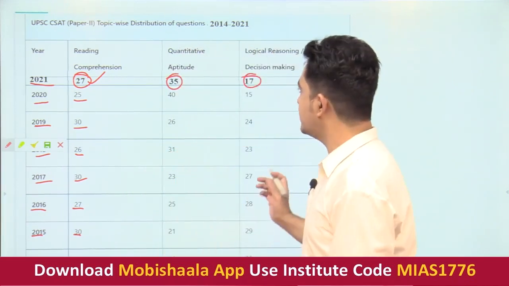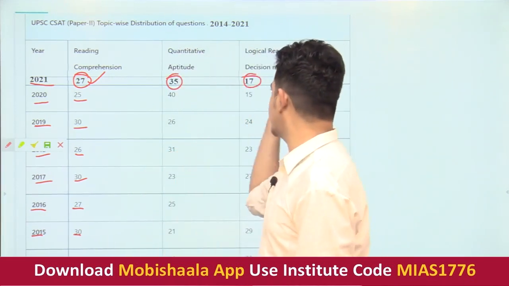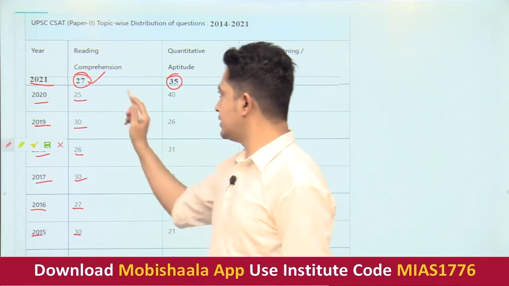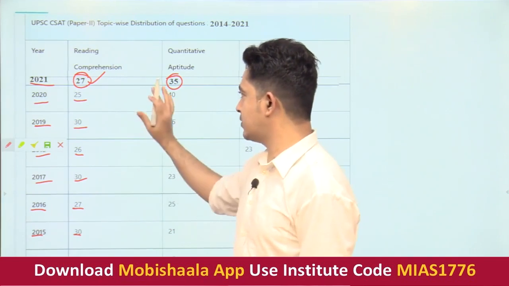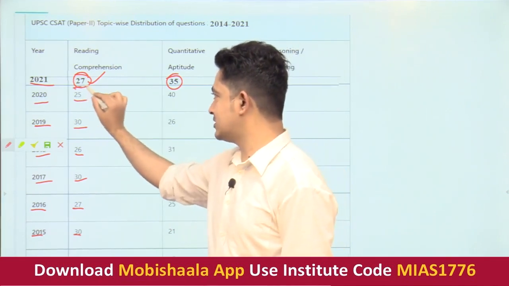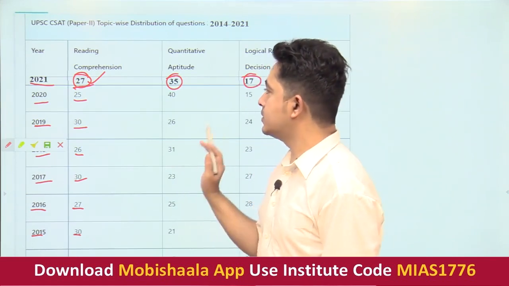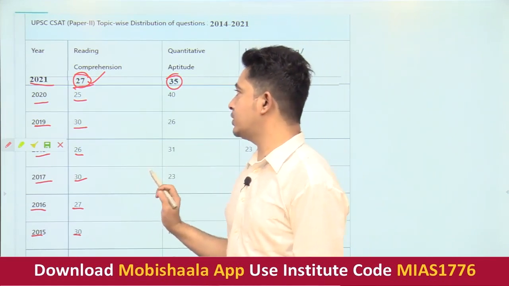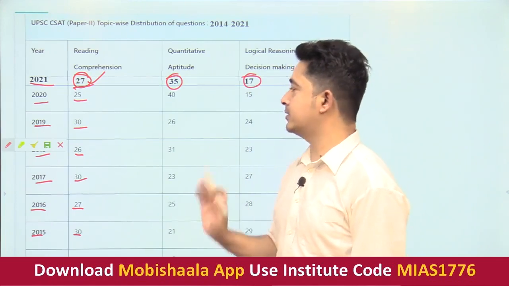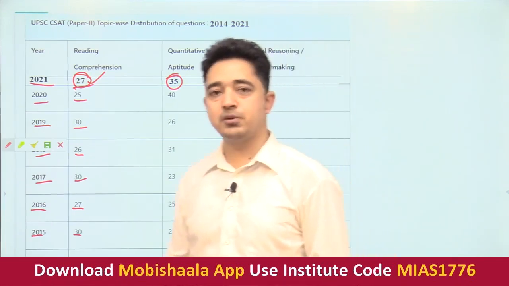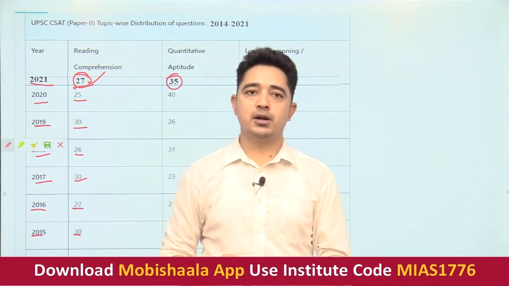The maths portion and logical reasoning will be taken by another sir. In reading comprehension, you now know there were 27 questions this year, and in 2020 around 20 to 30 questions were asked in your exam. There are lots of types of reading comprehension passages.